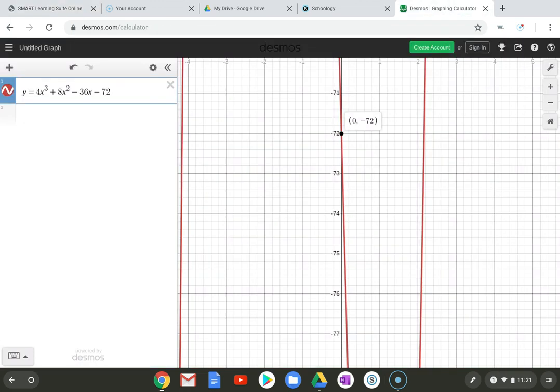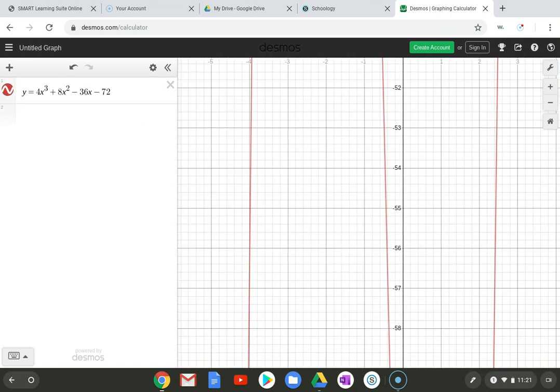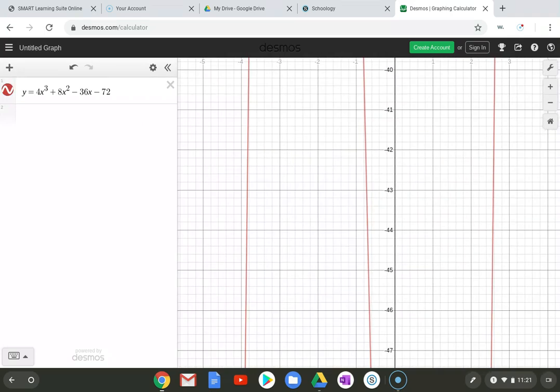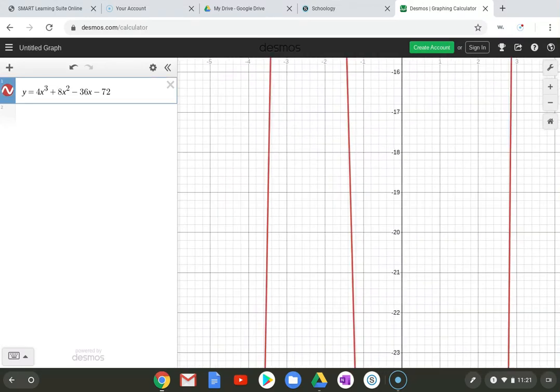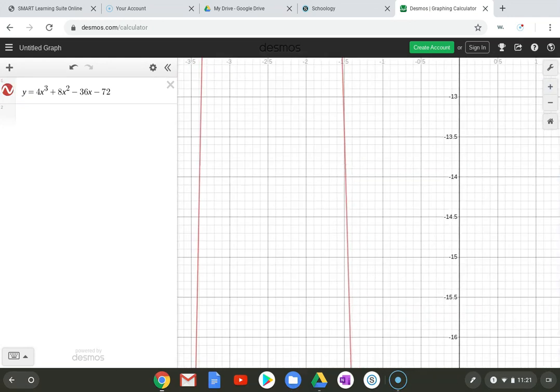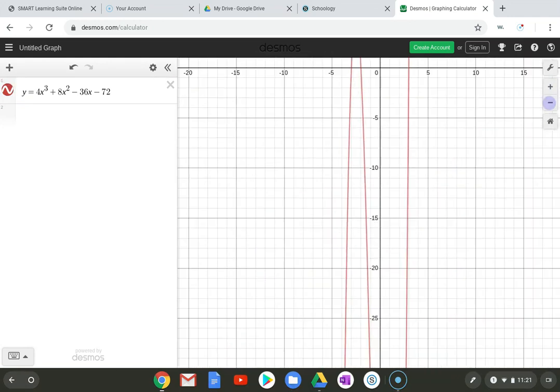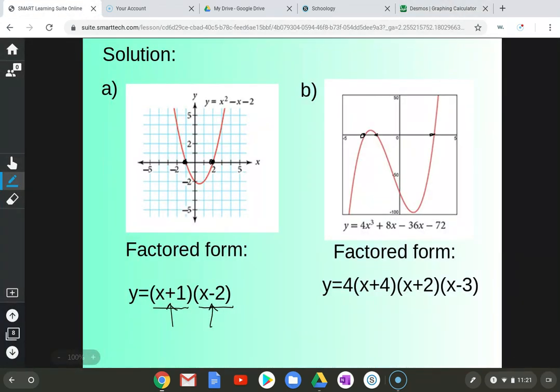Wait, am I wrong? Let's see. Did I use the wrong number? No, I think this answer key is wrong. Yeah, it was definitely a 3. So there's just a little mistake on this. This should be a 3. There we go. Okay.